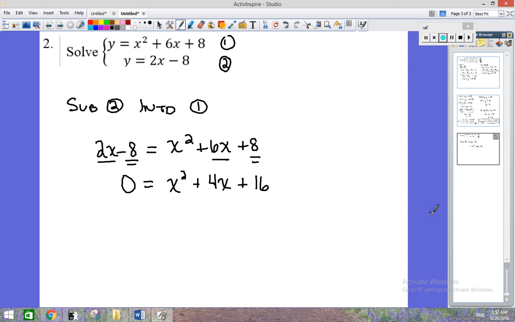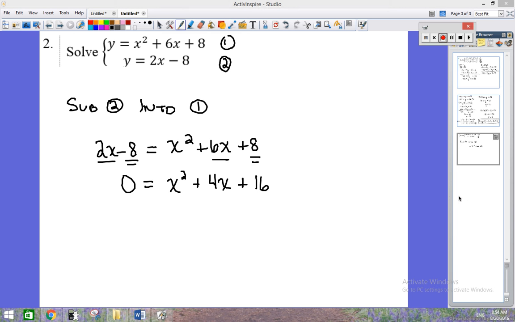All right, so now I'm looking to solve this by either factoring or by the quadratic formula. I'm going to double check this real quick. I'm going to pause the video for a second too and take a break.